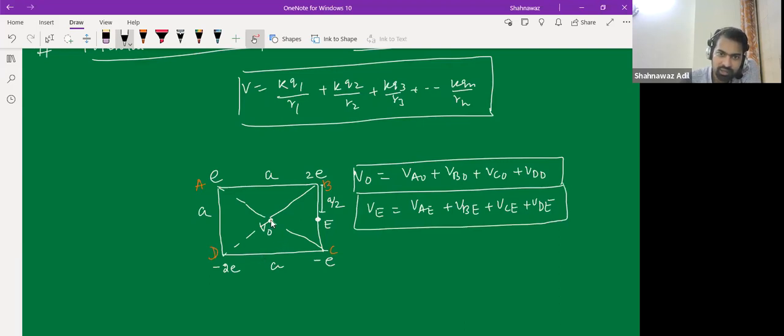So this was the first question, this was the second question, and the third question was, what is the work done in bringing a proton from point O to E? So this would be Q of (VE minus VO). So this question we did in the class.